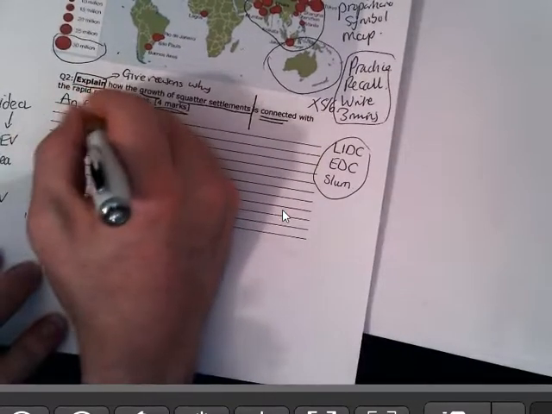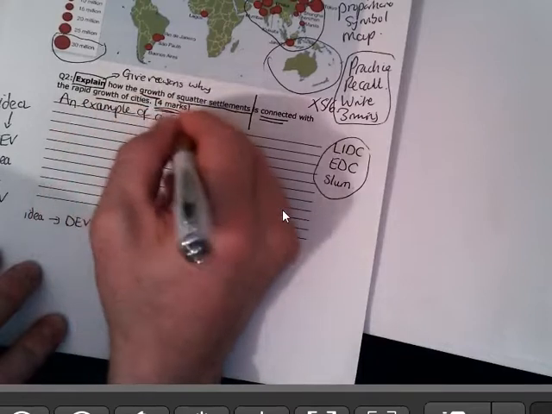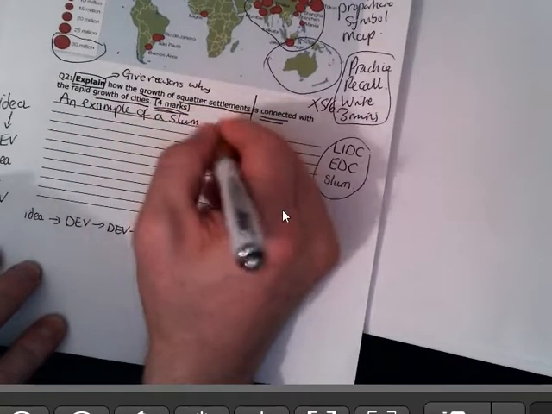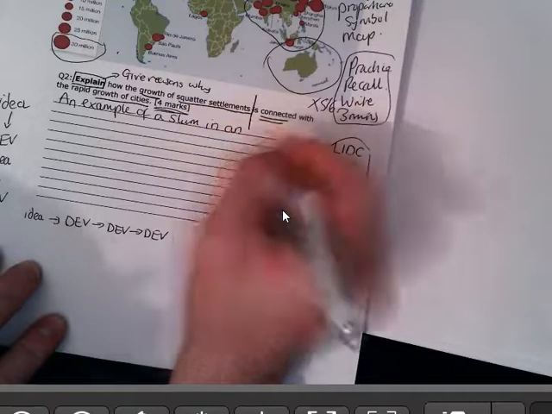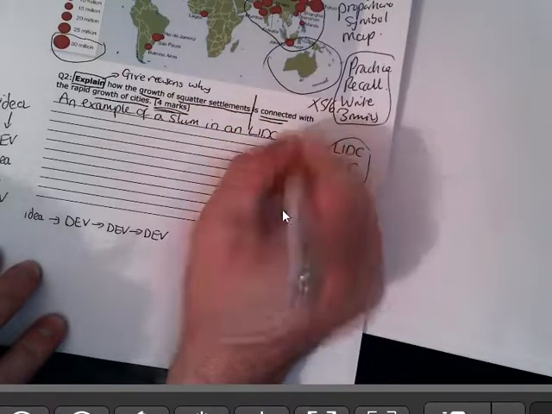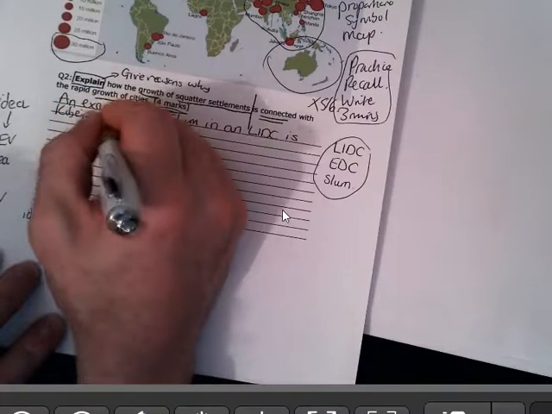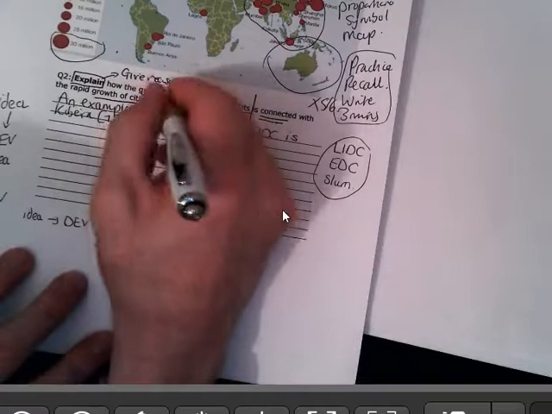An example of a slum in an LIDC is Kibera. There's your first mark for your case study. Now we need to tackle this word growth.